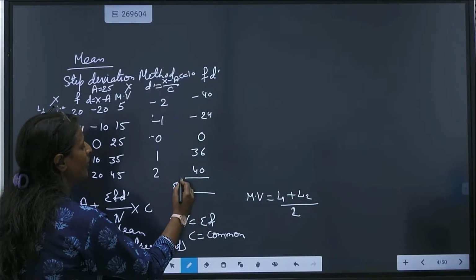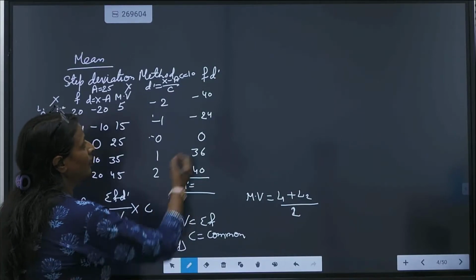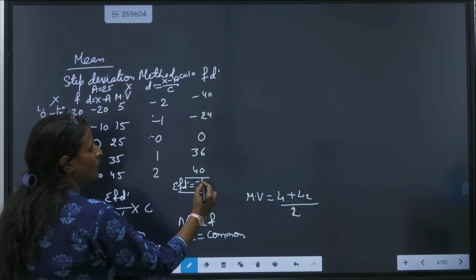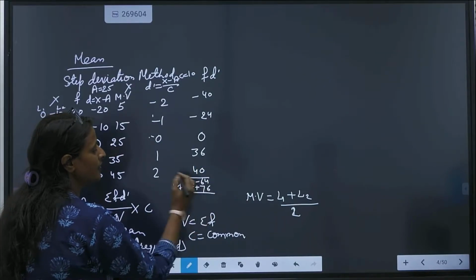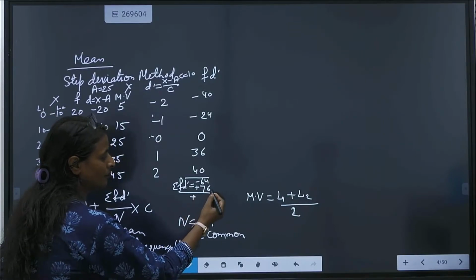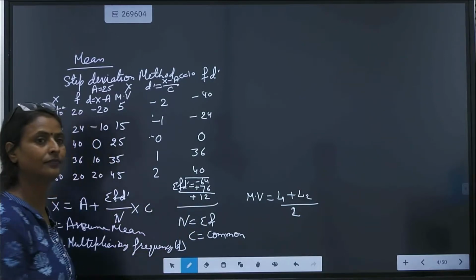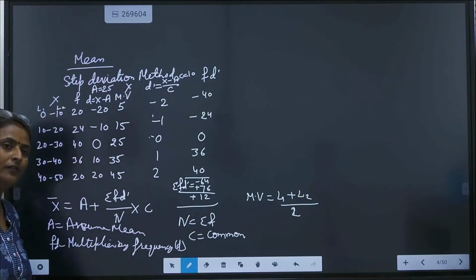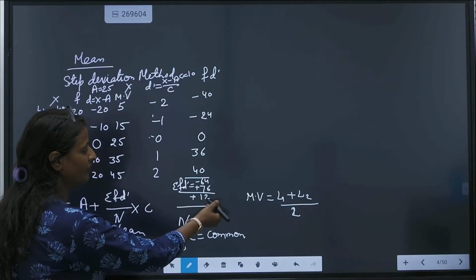Now sigma fd dash. 64 माइनस प्लस के आपके पास है 76. So remaining 6 and 6, 12. Okay, remaining कितना हो गया? 12.